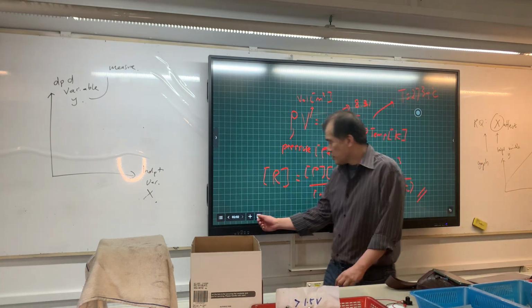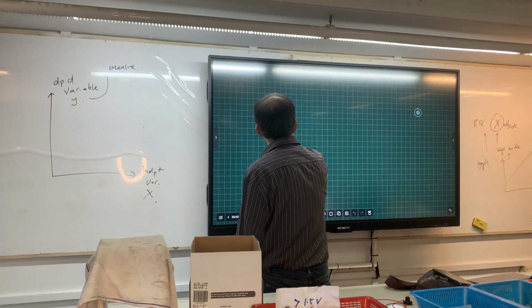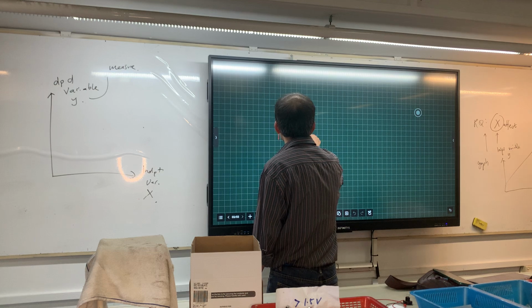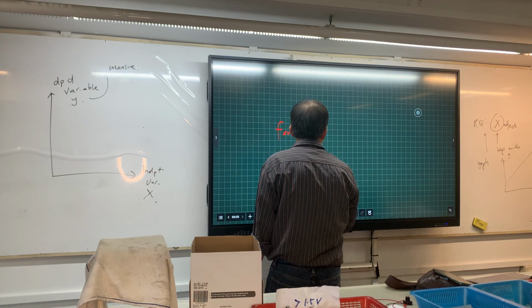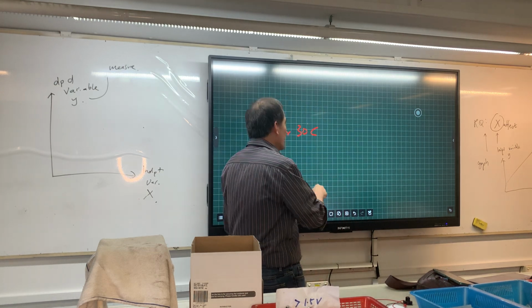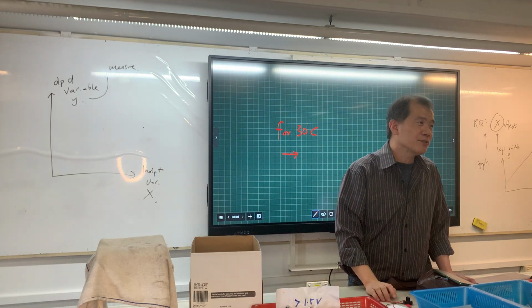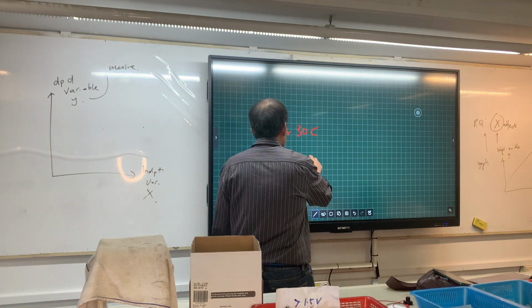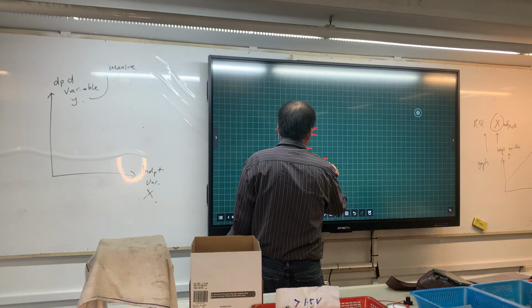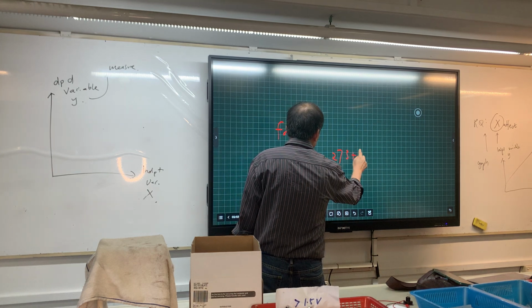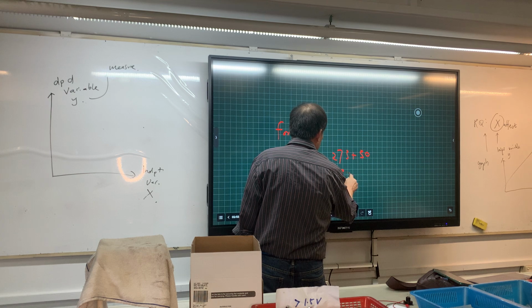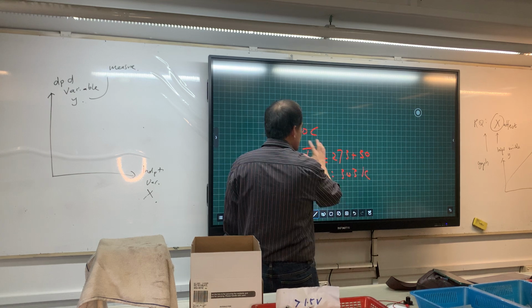Now, having said that, let's say, for example, you want to convert 30 degrees centigrade or Celsius to Kelvin. What do you think you should do? I just mentioned that. Yeah, you just add 273. So temperature in Kelvin is equal to 273 plus 30 degrees. You end up with 303 in Kelvin. So this is the equivalent.